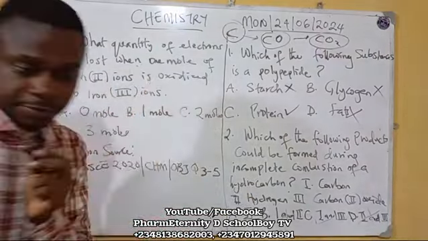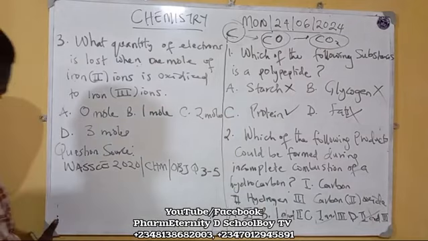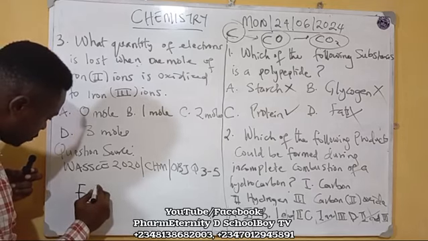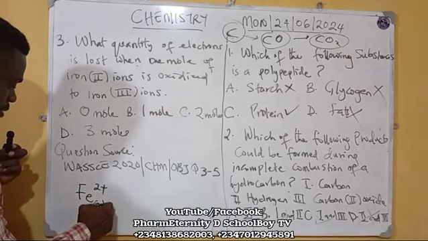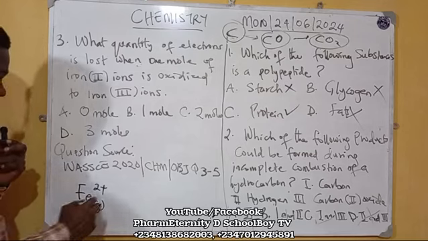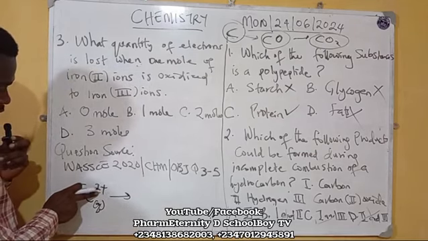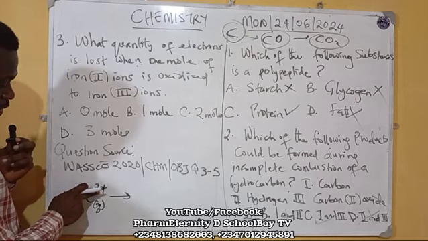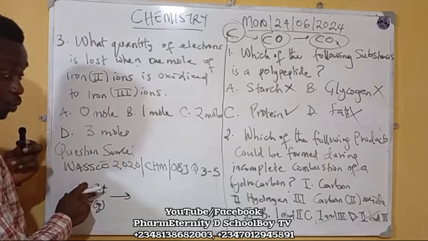Okay, let's look at this one. Good. Iron 2 ion is this. Remember, it's in aqueous solution. This is iron 2 ion. This has 2 positive charge. For it to go to iron 3 ion, it will lose 1 electron.